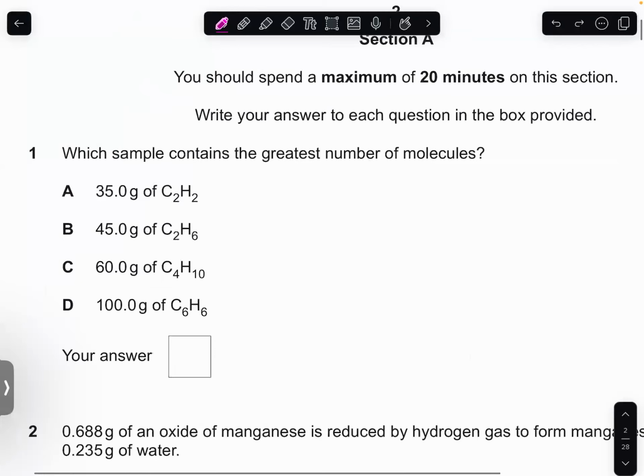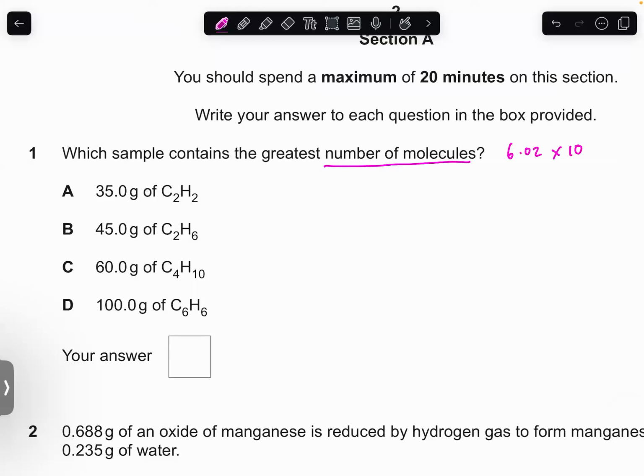In this question, they ask which sample contains the greatest number of molecules. Now, when we're dealing with the number of molecules, we're going to have to use Avogadro's number at some point. This refers to the number of particles per mole. So really what we need to do is work out the number of moles of each of these hydrocarbons.